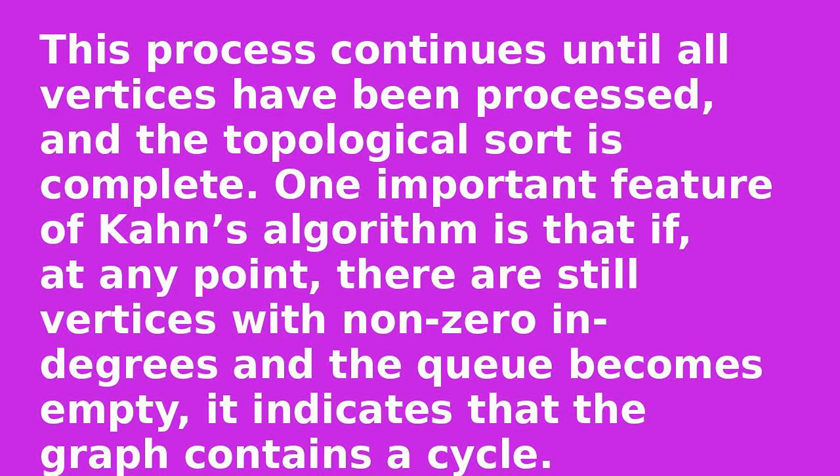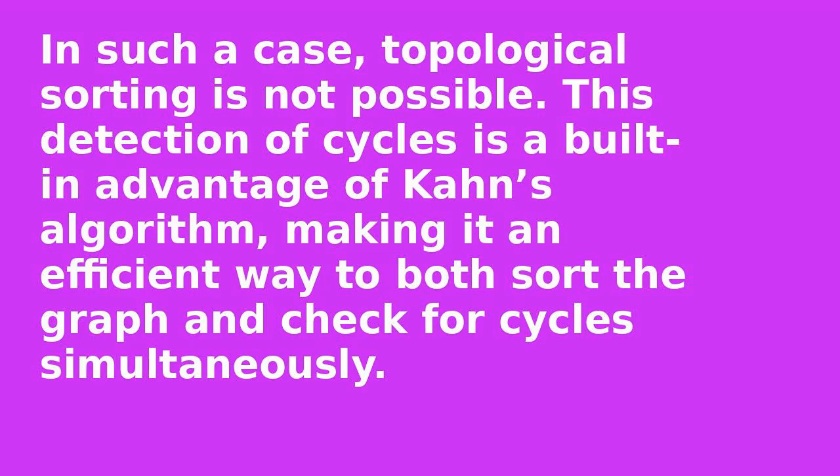One important feature of Kahn's algorithm is that if, at any point, there are still vertices with non-zero in-degrees and the queue becomes empty, it indicates that the graph contains a cycle. In such a case, topological sorting is not possible. This detection of cycles is a built-in advantage of Kahn's algorithm, making it an efficient way to both sort the graph and check for cycles simultaneously.